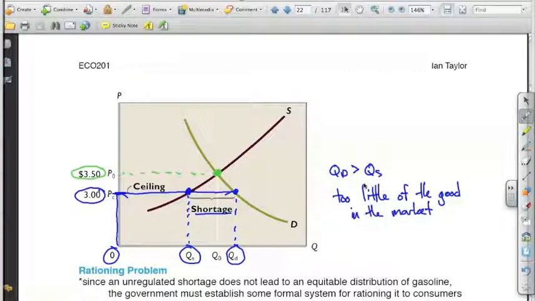So because we have this shortage now, we create a rationing problem. The government now has to decide how it can equitably distribute this small amount. Since you're still going to have these people left over, now you have to ration it out to make it equal so that people that didn't get it don't feel left out or aren't as upset.